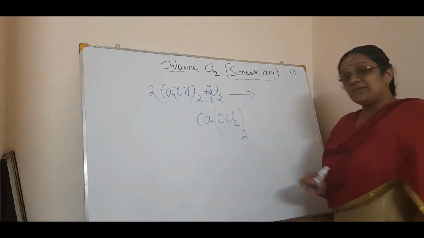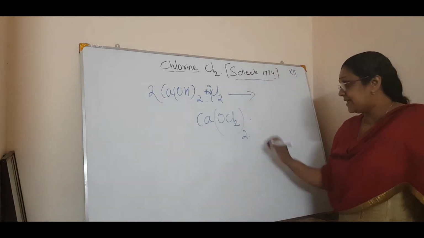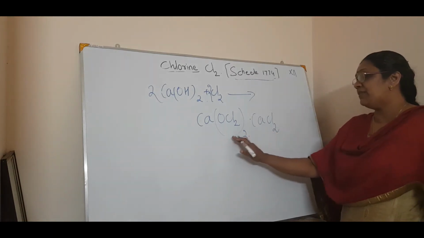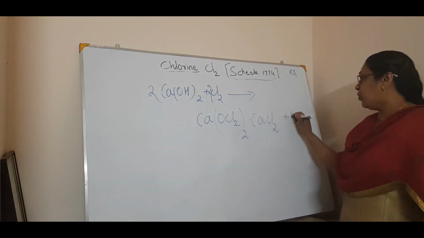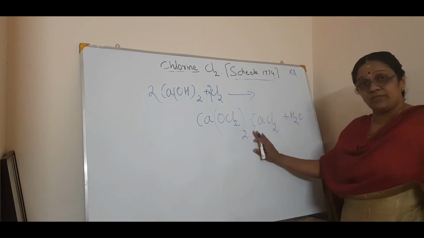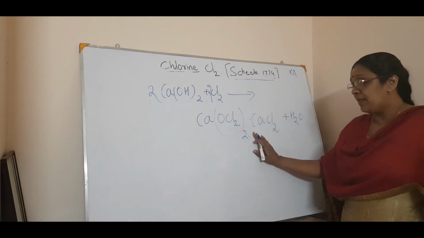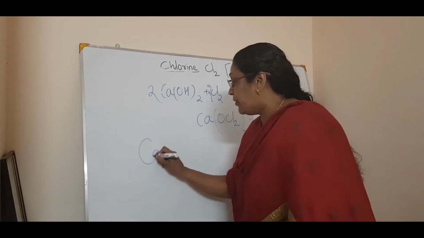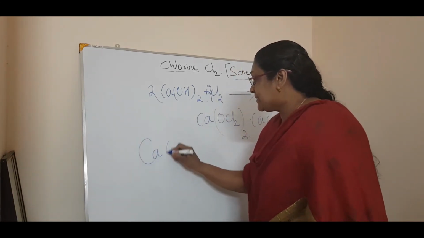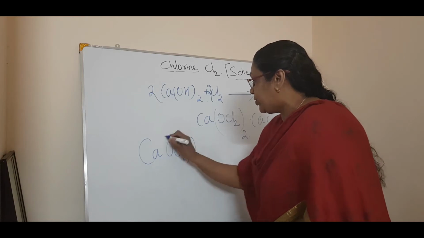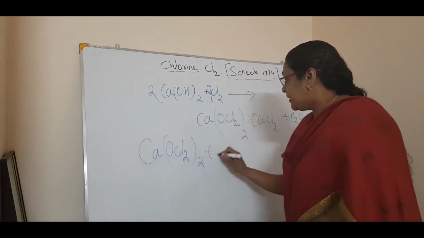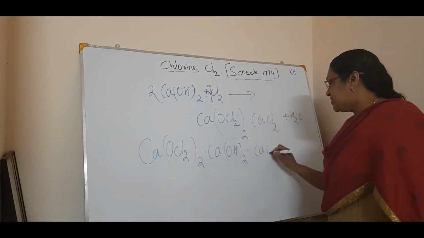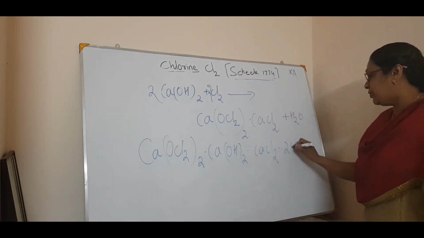Plus calcium chloride plus H2O, you will call it bleaching powder. But this is the formula. If you ask the composition of bleaching powder, it can be written as calcium oxychloride twice, dot calcium hydroxide, dot calcium chloride, dot 2H2O.